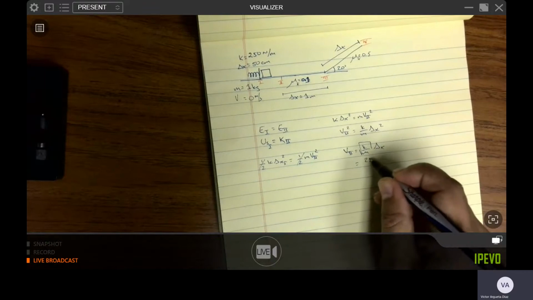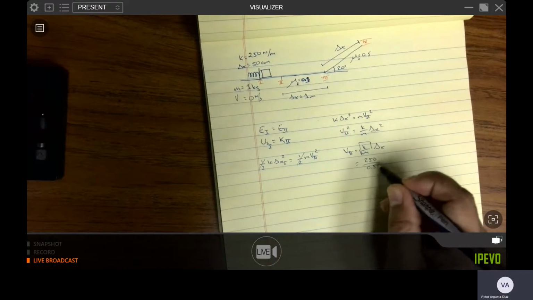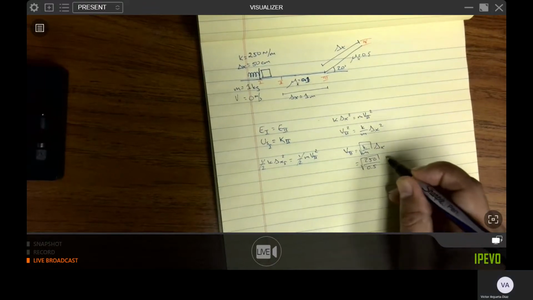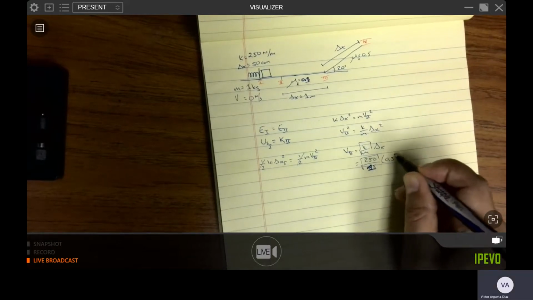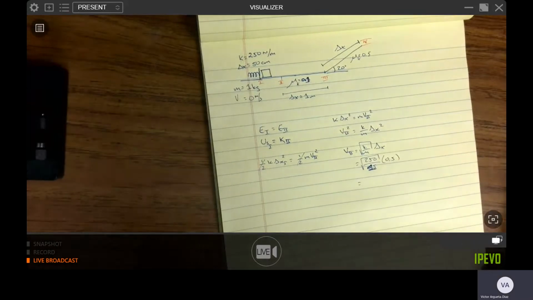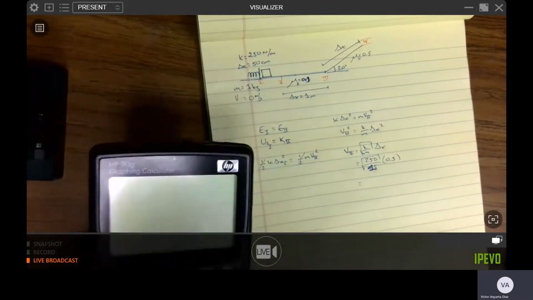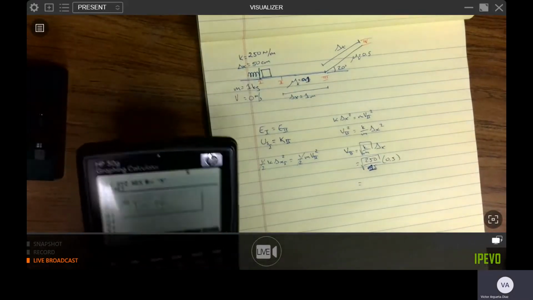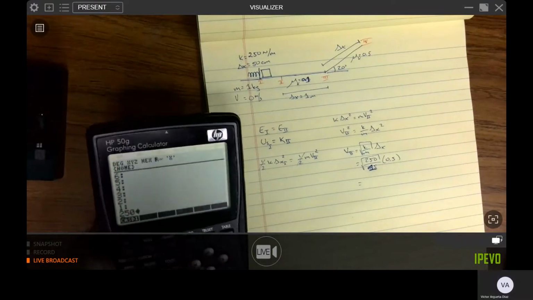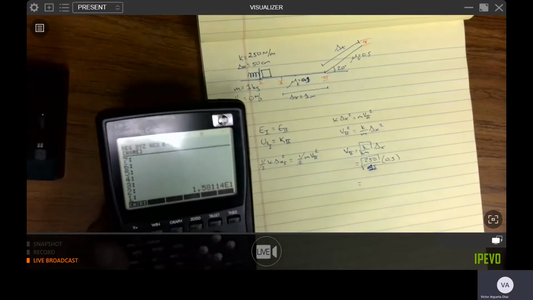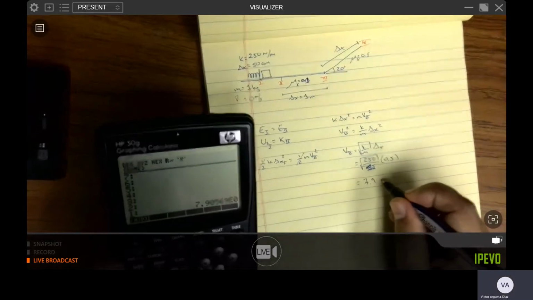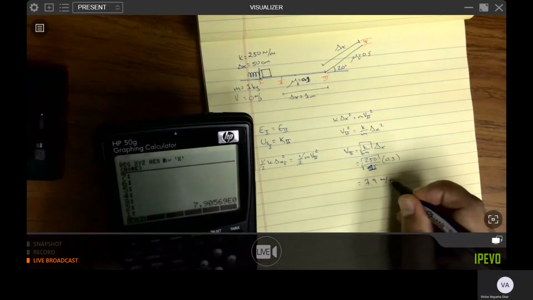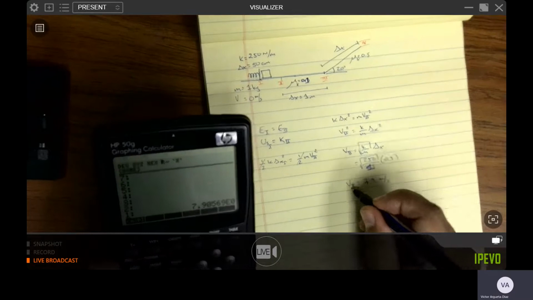So this will be the square root of 250 over... no, the mass is 1 kilogram, sorry. The mass is 1 kilogram, times 0.5. So this will give you 7.9 meters per second. So this is the velocity at 2.